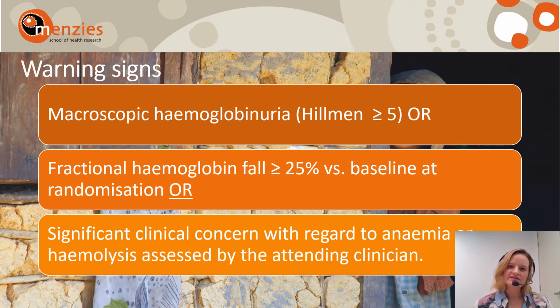Warning signs for hemolysis can be recognized by the following: macroscopic hemoglobinuria, Hillman score greater than or equal to 5, or a fractional hemoglobin fall greater than or equal to 25% at baseline, or significant clinical concern with regard to anemia and hemolysis assessed by the attending clinician. We encourage you to be precautious and on the safe side, and we have no issues with you contacting us or the site PI anytime if you have any clinical concerns about a participant in the trial.